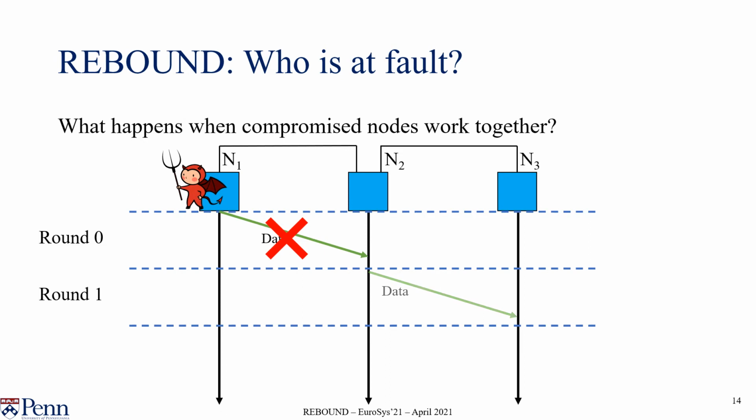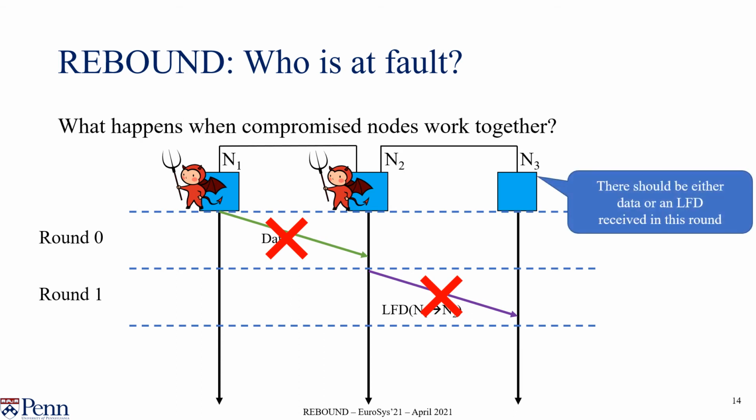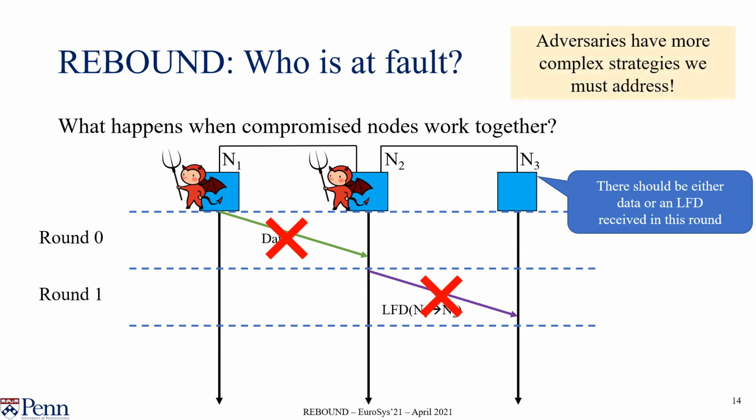In this case, instead of sending data to node 3, node 2 is expected to send a link fault declaration. However, if node 2 is also compromised, it might omit sending the link fault declaration. But since node 3 knows that it should expect either data or a link fault declaration in round 1, it can make a deduction about who is faulty after round 1 completes.